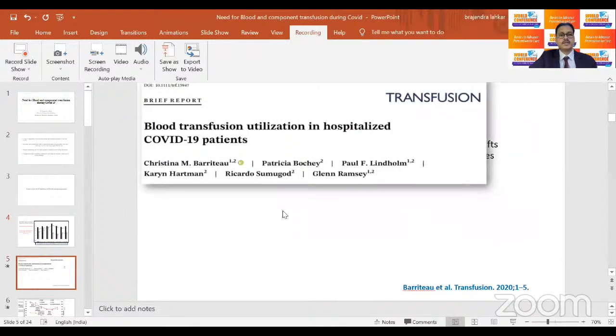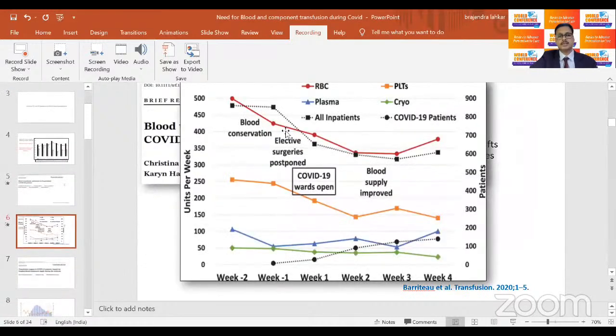But if you see the utilization in hospitalized patients, because donation is less, the utilization has also been less, and a blood conservation strategy was taken. Just before the onset, when COVID-19 wards were opened and elective surgeries were postponed, the number of transfusion services came down very well, along with the donations. But cryoprecipitate and plasma use almost remained the same. After some weeks, the transfusions gradually came up because of the COVID patients. Actually, most of the COVID patients had other comorbidities also.